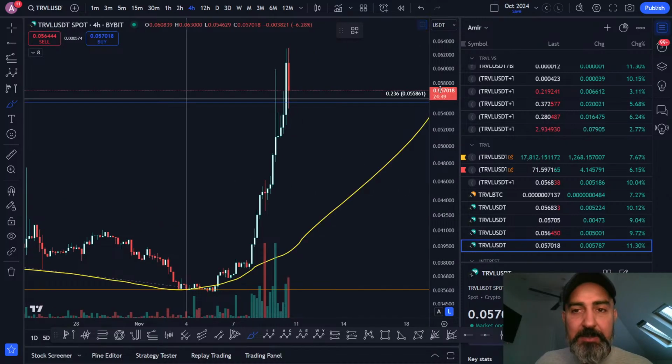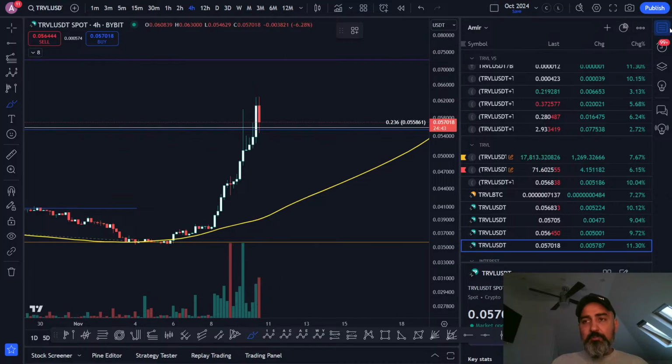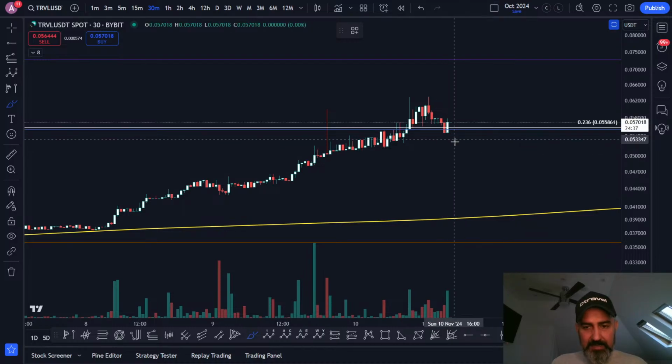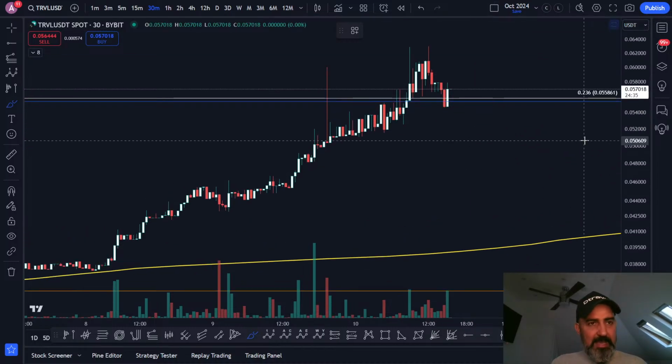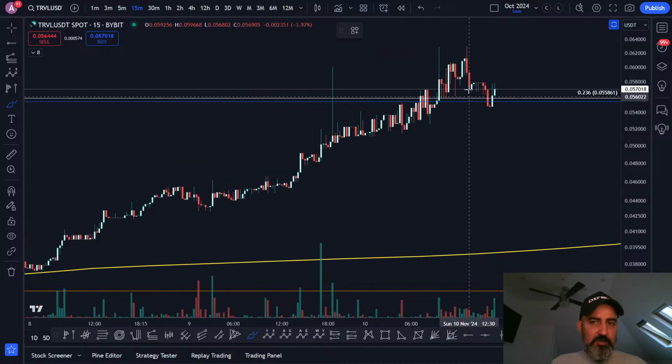How amazing would that be? So it looks like we're trying to flip this 5.5 into support. It looks like it at the moment. I can see there's a bit of profit taking here, and look, there's a bit of volume coming in the last 30 minutes. Look at that. See that? So it looks like we're getting a little bit of interest here.